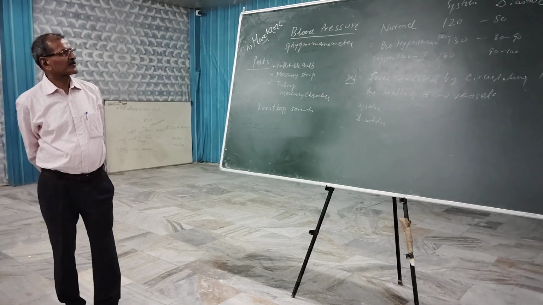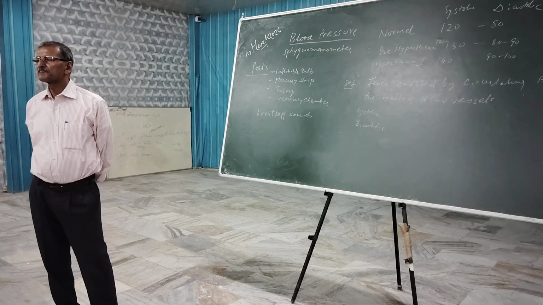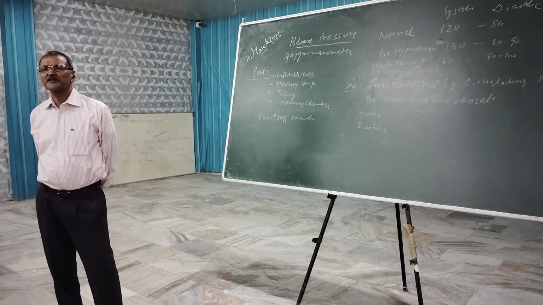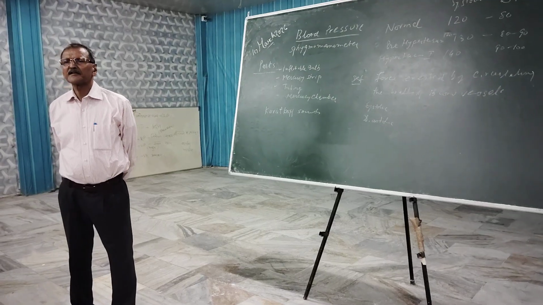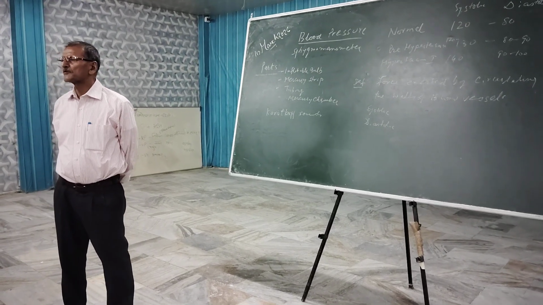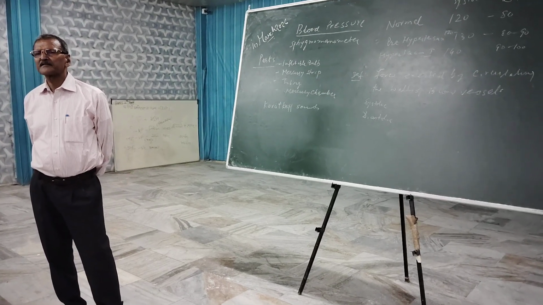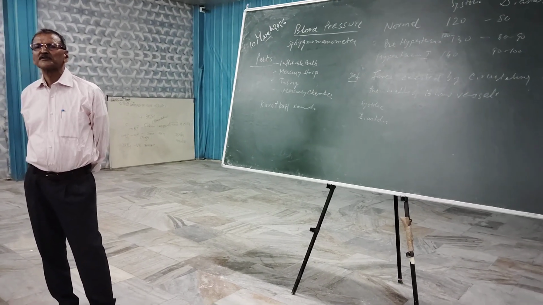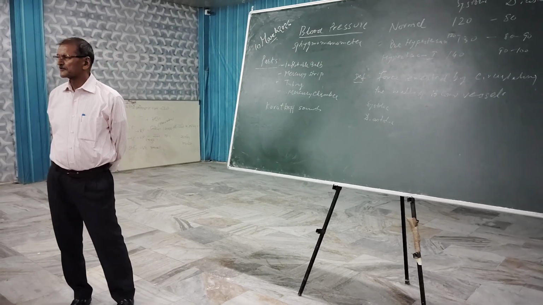Now how to record the diastolic? You will further lower the pressure slowly in the inflated cuff. Then a point will come when the sound which you were hearing previously will stop. So at that point where the sound disappears, that is your diastolic blood pressure, right?